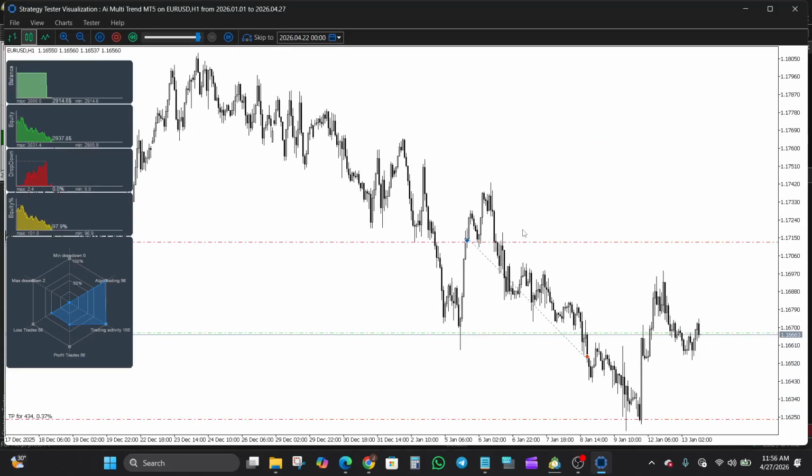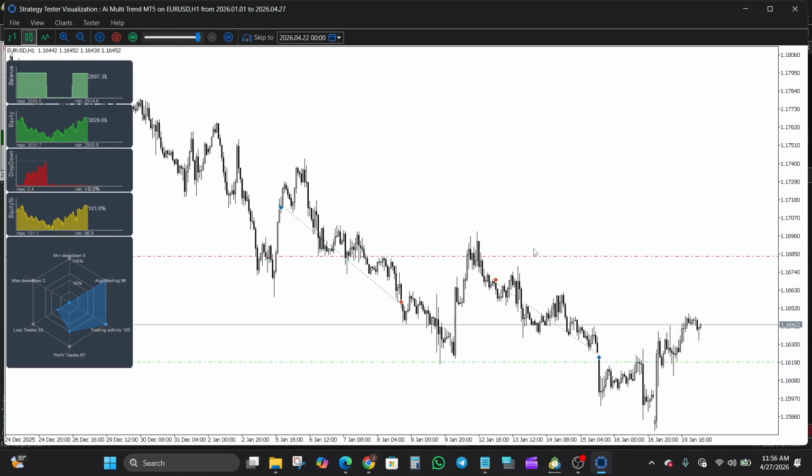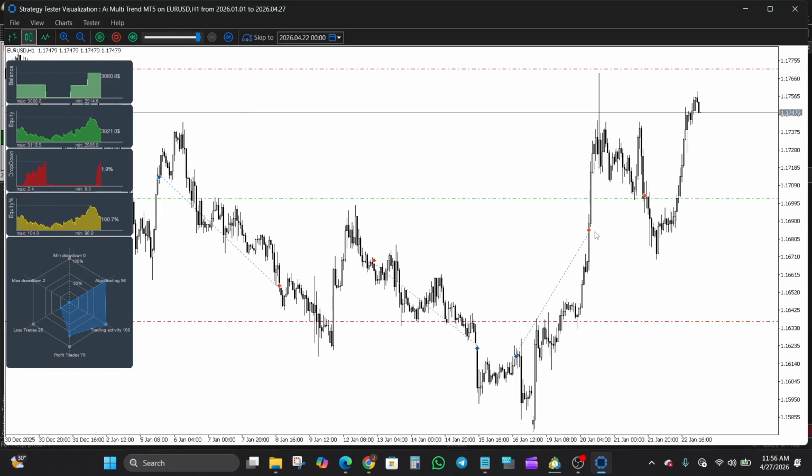Okay, we can see that the EA has already started executing trades on the strategy tester. I'm just going to pause it here. And if you look closely, you will see that the entry is not random. It comes after a clear directional move. After a clear directional move has started forming, for example, we can see the sell trade here and the exit of the sell trade around this point.